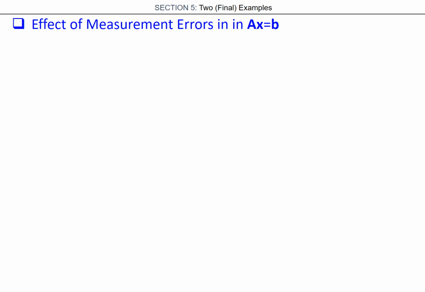So another issue that can happen is the effect of measurement errors with Ax equals b. In particular, errors with the b vector. Now, we talked about this before, and we said how small errors in b could lead to large errors in the estimation of x if A was ill-conditioned. And what we mean by ill-conditioned is that the ratio of the maximum singular value to the minimum singular value is very, very large.